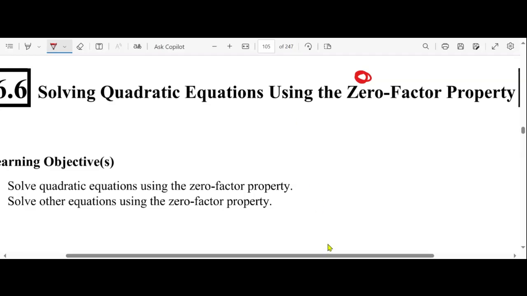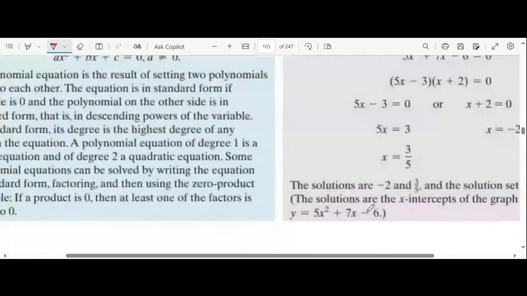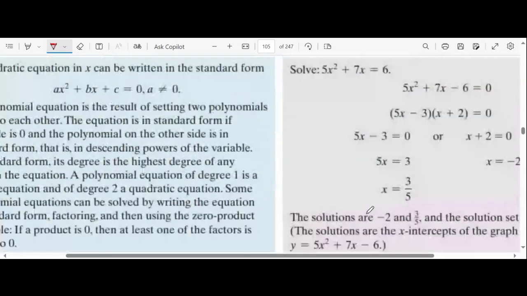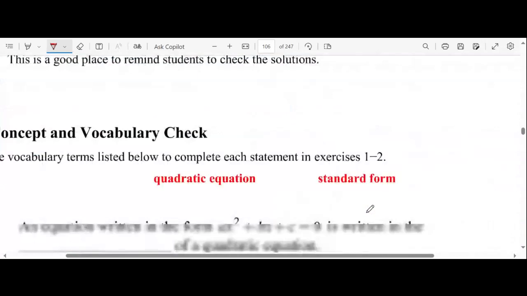6.6 solving quadratic equation using zero factor property. Learning objective: solve quadratic equation using zero factor property. Solve other equation using zero factor properties. All right, you have vocabulary here. Look at the vocabulary. Let's go to the exercises.